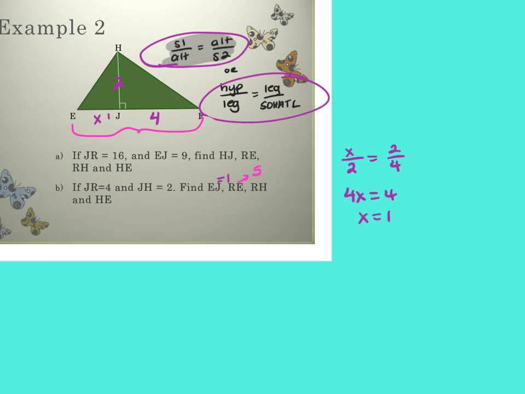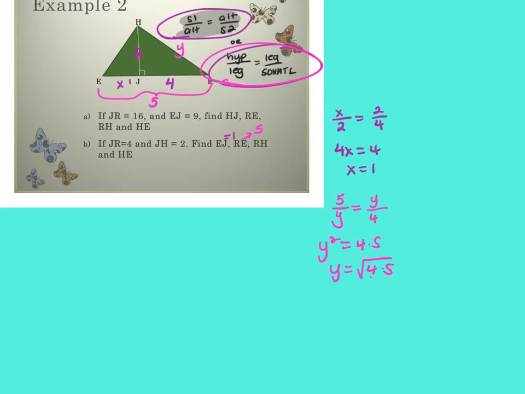Then it says find RH. So we're going to make that Y. That's on the leg, and I know the hypotenuse. This time I'm using this one: hypotenuse, which is 5, over the leg, which is Y, equals the leg, which repeats, that's the Y, over the segment of the hypotenuse adjacent to the leg, and the segment next to Y is 4. So I get y squared equals 4 times 5. Y would equal the square root of 4 times 5. 4 breaks down into 2 and 2, one 2 goes to the outside, the 5 stays underneath. So y, or RH, would be 2 root 5, which is good for homework. On your test, you're going to write it as 2 square root 5.